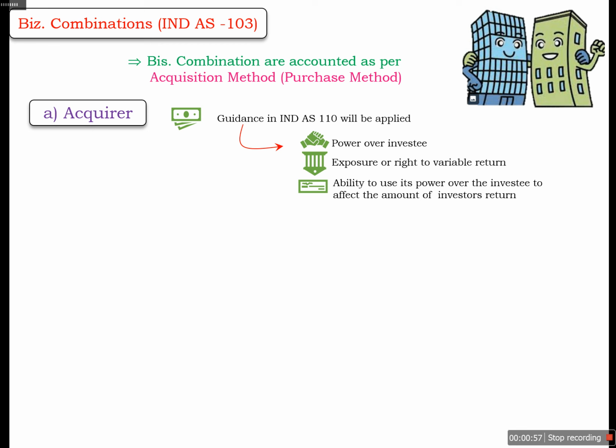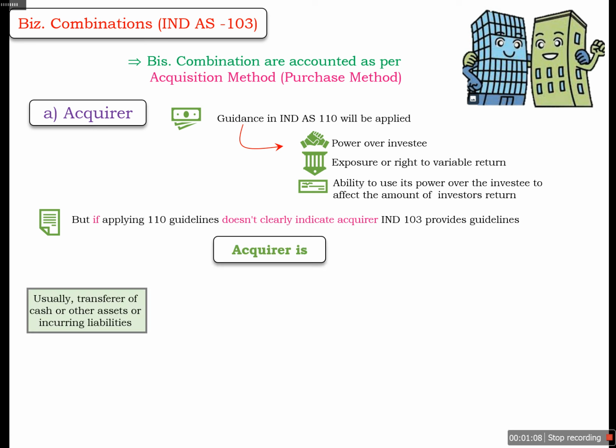But there may be cases where we cannot clearly identify who is the acquirer. In that case, IND AS 103 provides further guidance to find the acquirer. Usually, the entity that transfers cash or other equivalent assets, or that incurs the liability in the combining entity transaction, is considered the acquirer.